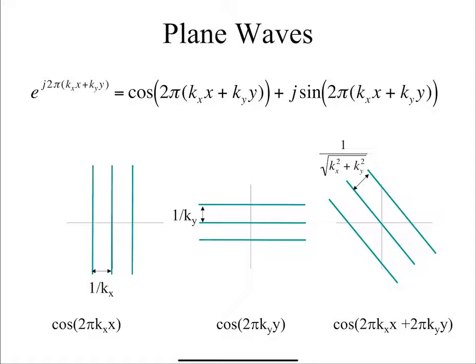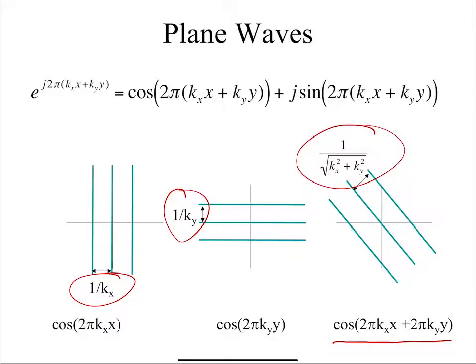The basic idea is that we can represent these complex exponentials as plane waves. That's the easiest way to think about them, such that the period of the plane waves, if I just have a kx, is 1 over kx. If I just have a ky component, it's 1 over ky. And for diagonals, the period is given by 1 over the square root of kx squared plus ky squared. That's what a cosine of 2 pi kx plus 2 pi ky would look like, where the bars represent the peaks of the cosine.